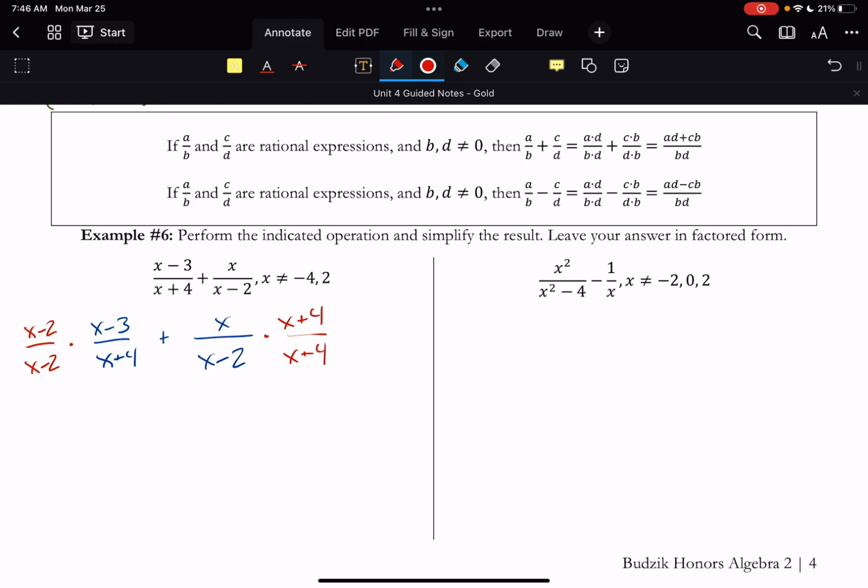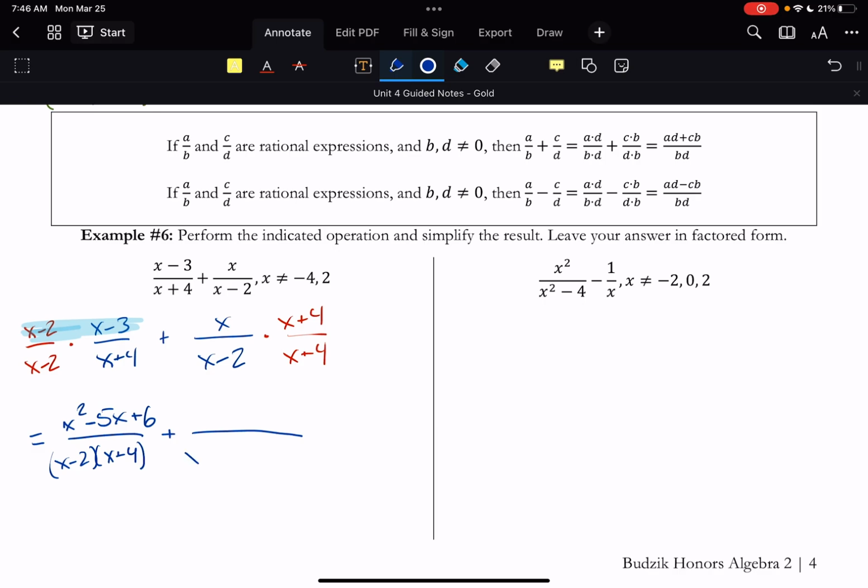What this does is get me a common denominator of x minus 2 times x plus 4. We are going to leave it in factored form, not distribute the binomials. Now I need to multiply these numerators, which is just FOILing. When I FOIL this out, I get x squared minus 3x minus 2x, which is minus 5x, plus 6.